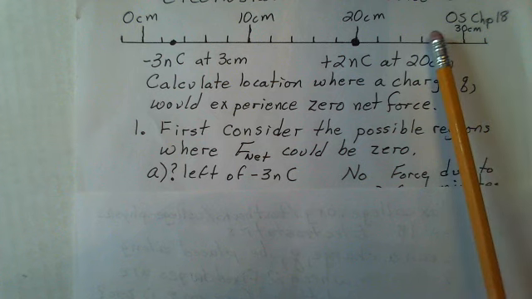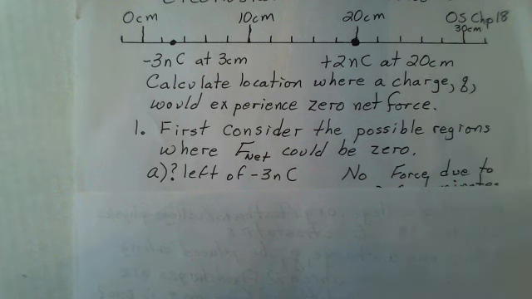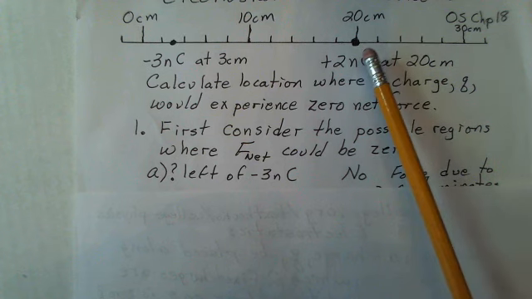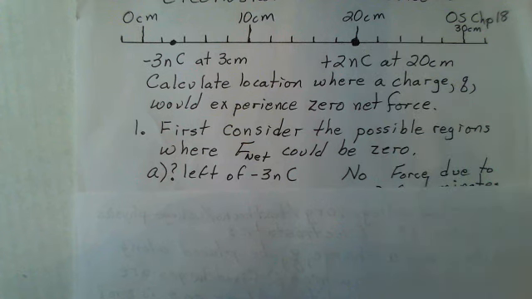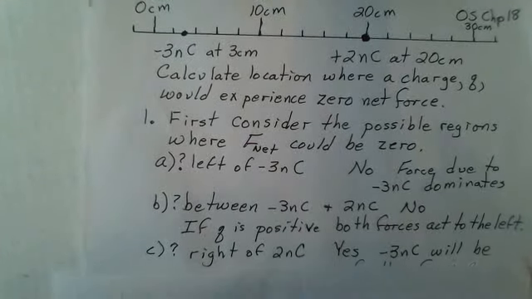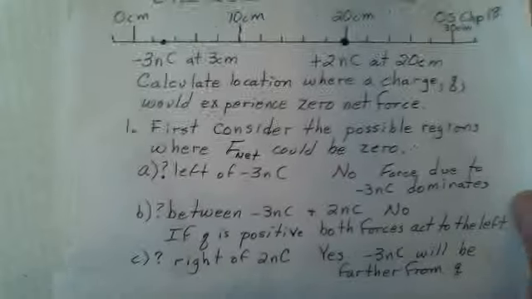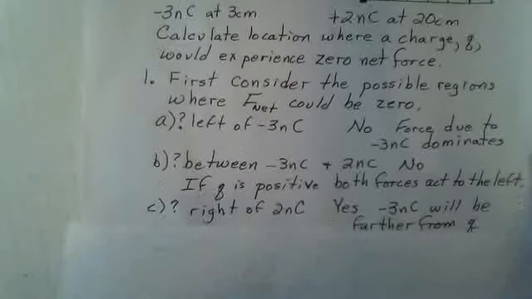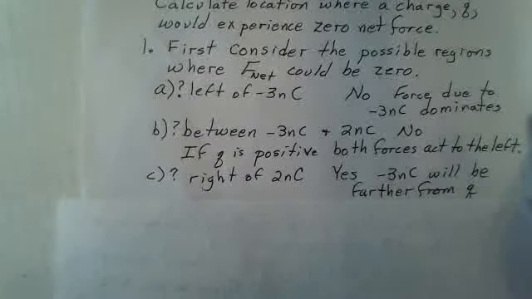Off in the region to the right of the 2 nanocoulomb charge, we can have a balance of forces. We're closer to the smaller charge, so the forces can add up to zero. So that's the analysis that you should undertake in a problem like this. Before you write down any equations, consider which region could the forces add to zero.